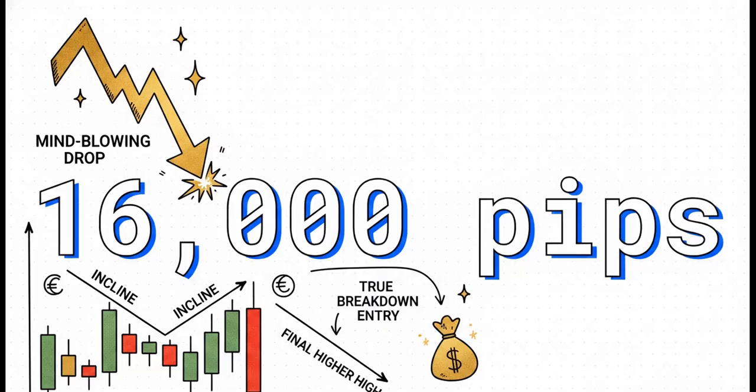Catching that true breakdown entry in gold right after that final higher high yielded a mind-blowing drop of 16,000 pips. Guys, whether you're trading Forex, crypto, or commodities, capturing a move of that magnitude is just a total game changer. It really goes to show how incredibly powerful these patterns are once you know exactly what you're looking for.